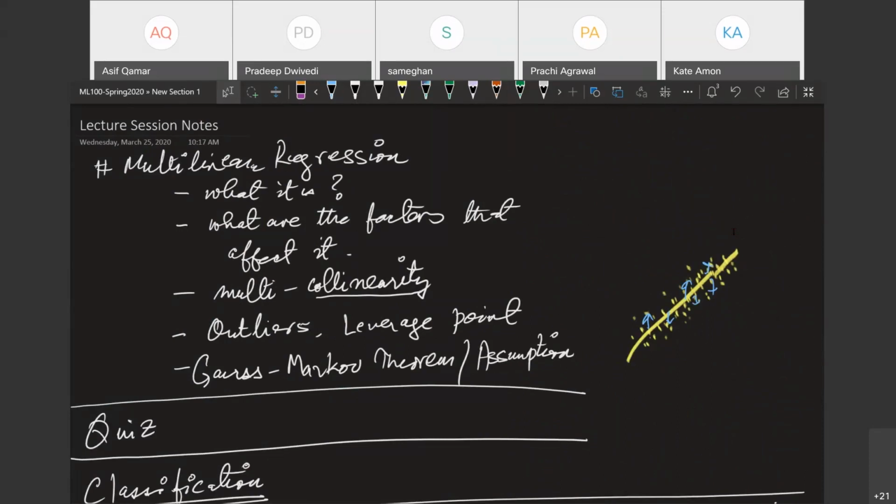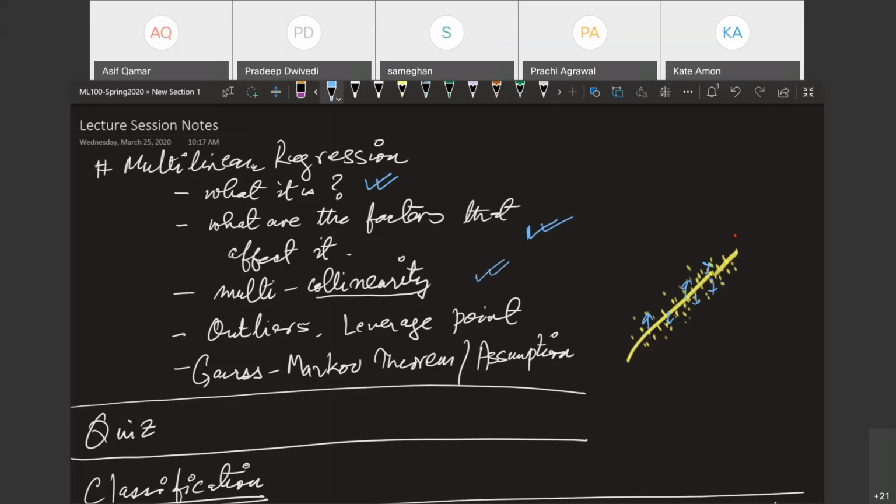So do we know now what it is? Would it be fair to say that we now know what it is, guys? Let's review. Would you say that we know this? Yes. And what are the factors that affect it? So collinearity or multicollinearity, outliers, leverage points, they all affect it.